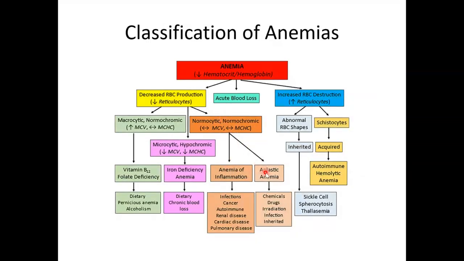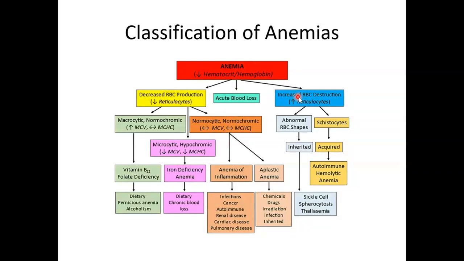Aplastic anemias we'll talk about, which tend to be anemias that have problems with the red blood cells, something that's not allowing the red blood cells to be produced: chemicals, drugs, radiation, infection, or sometimes it could just be inherited. So we'll talk a little bit about these 2 as well, and they are normocytic, normochromic.